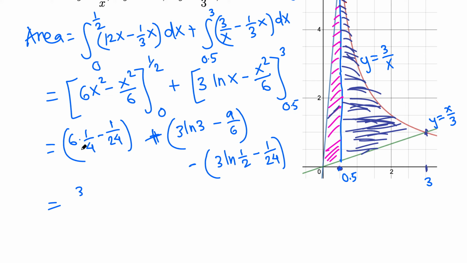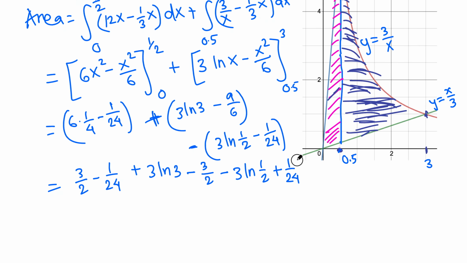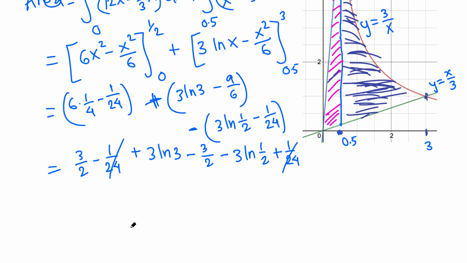6 over 4, which is 3/2, minus 1 over 24. 3 ln 3 minus 9 over 6, 3/2. 3 goes 3 times, 3 goes 2 times, minus 3 ln 1/2, minus, plus when we distribute, 1 over 24. Oh, positive 1/24, negative 1/24 cancel. 3/2 also cancel. That leaves 3 ln 3 minus 3 ln half.